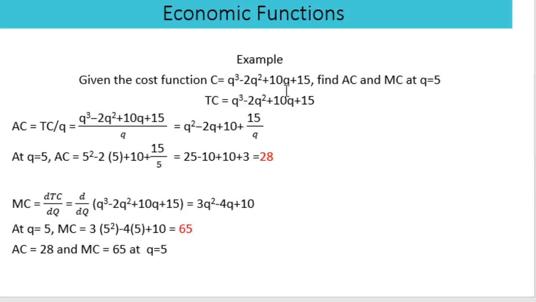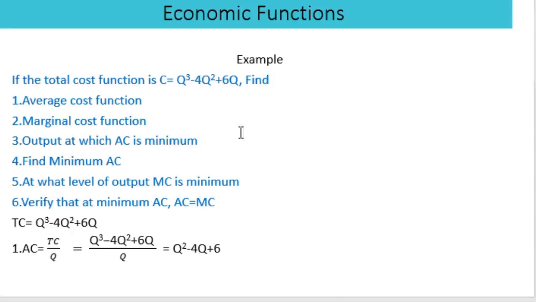Then marginal cost is the first differential of this total cost function, given as q cube minus 2q square plus 10q plus 15. The differential of q cube is 3q square, minus 2q differential of 2q square is 4q, plus the differential of 10q is 10, and the differential of 15 is 0. Therefore at q equal to 5, substitute q equal to 5 into the marginal cost function, which will give 65. Average cost equals 28 and marginal cost equals 65 at q equal to 5.